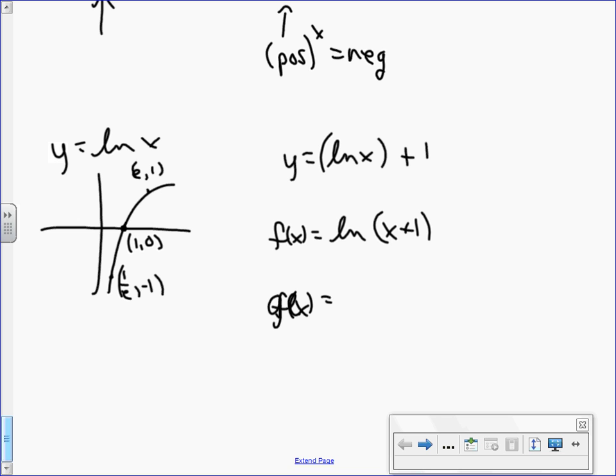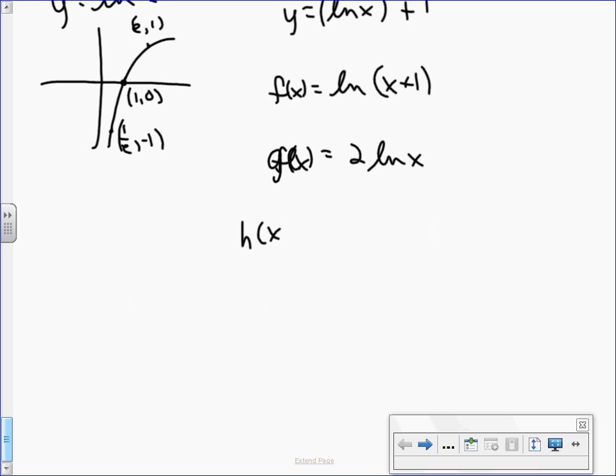G of x. If I said 2 times the ln of x, you would keep the same x values and double all the y values, okay? It doubles all the y values. If I said negative ln of x, that's a reflection about the x-axis. Keep all the x values, flip the whole graph over, and change all the y values to their opposites. So all of those transformations that you did last year over and over and over again, okay?